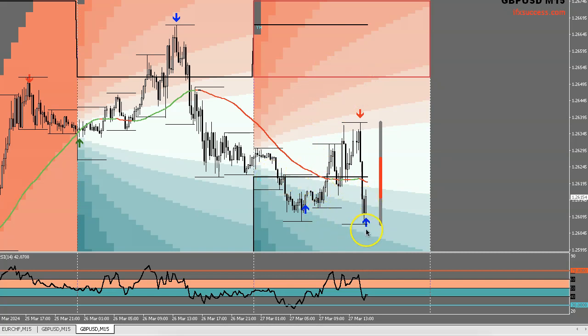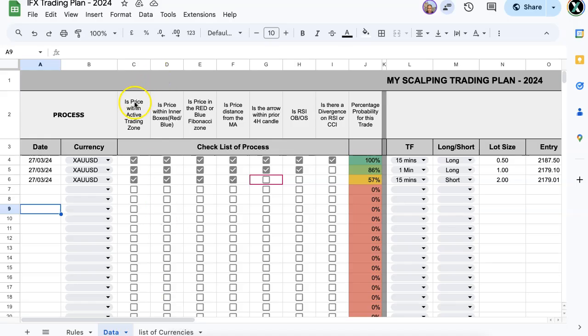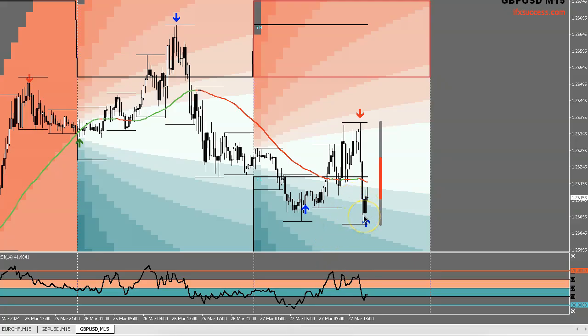Now, take a look in here. Price right now is below yesterday's low. So are we going to take a trade? No, we're going to ignore, at least we're going to ignore buy entries. Maybe we can look for sells, but not buy when we are below yesterday's low. Okay, so right here, again, is price within the active trading zone? Well, right now, if we're looking at pound dollar, no, we're no longer inside our active trading zone. So we're going to ignore it.